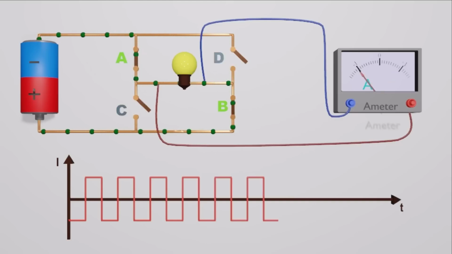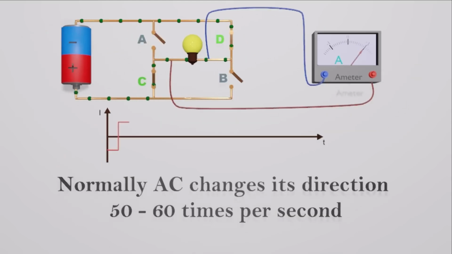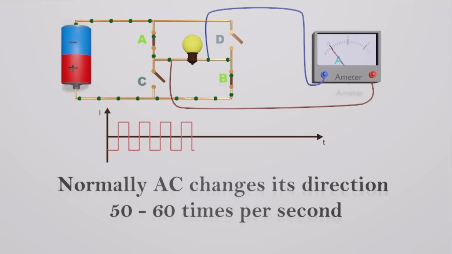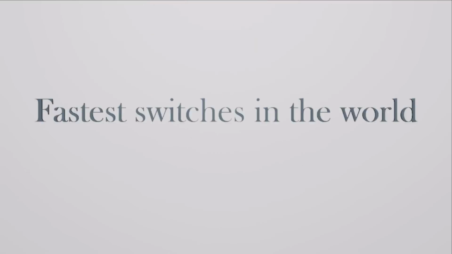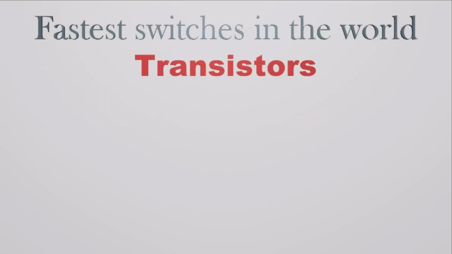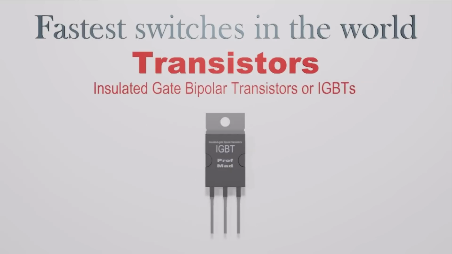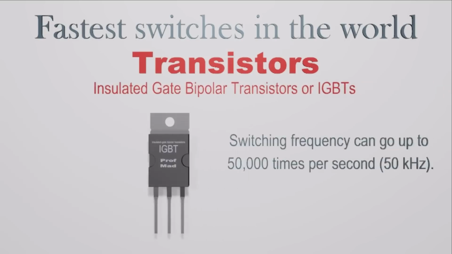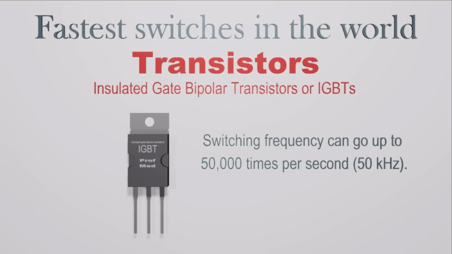Visualize yourself swapping your switches back and forth over 3,000 times a minute. That's some neat fingerwork you'd need. That is why we use the fastest switches in the world, transistors. We can use transistors, more specifically, insulated gate bipolar transistors or IGBTs. The most common IGBT switching frequency ranges from 20 to 50 kHz.